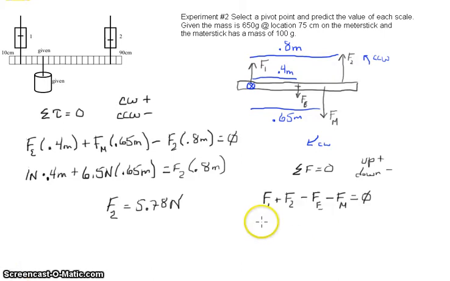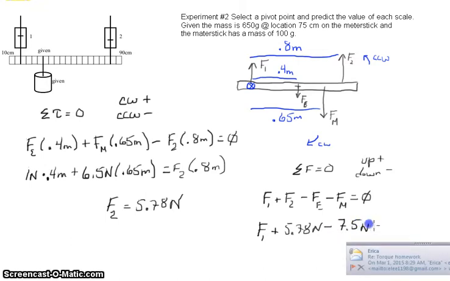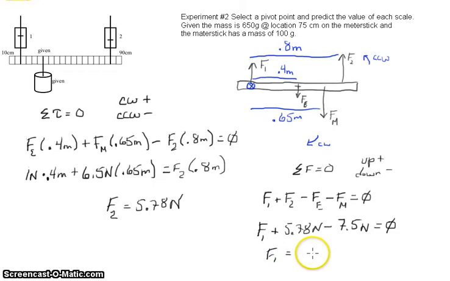Alright, so let's solve for F1. I wrote out Newton's second law. Essentially all of these forces equal 0, so when we solve for F1, we have F1 plus 5.78 newtons minus 1 minus 6.5, which would be negative 7.5 altogether. Alright, that equals 0, so F1, when we look at this, will equal 1.72 newtons.